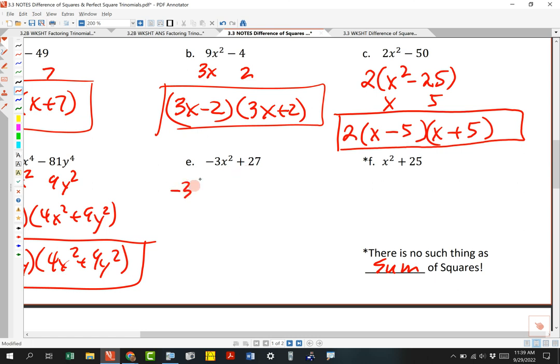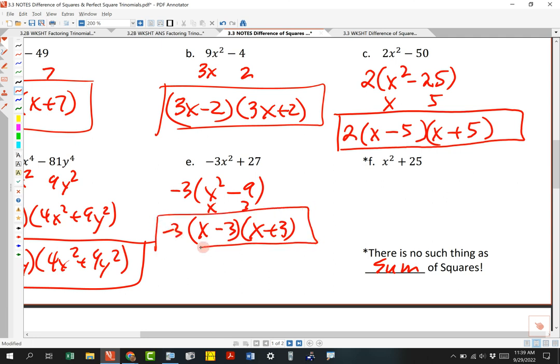Very good. We're going to take out the -3. So we get an x squared and we get a -9. And now we've got some factors. Perfect square of x and 3. So it's going to be x minus 3 and x plus 3. And then don't forget the -3 sitting out in front. If I were to answer this completely, what would I say right here? No sum of squares, or we just say that is prime. Okay. Everybody good?